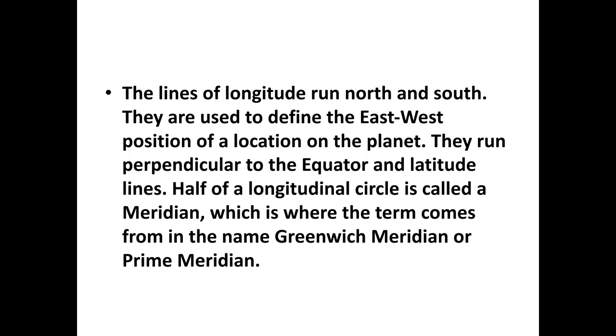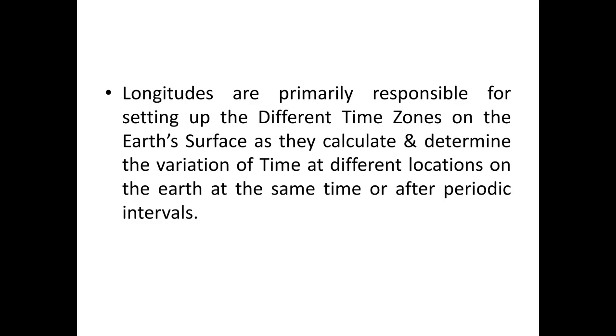The lines of longitude run north to south. They are used to define the east-west position of a location on the planet. They run perpendicular to the equator and latitude lines. Half of a longitudinal circle is called a meridian, which is where the term comes from in the name Greenwich meridian or prime meridian.